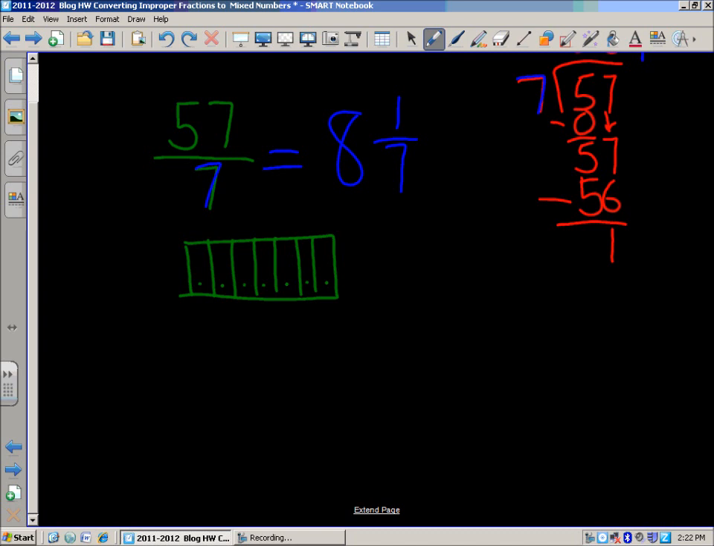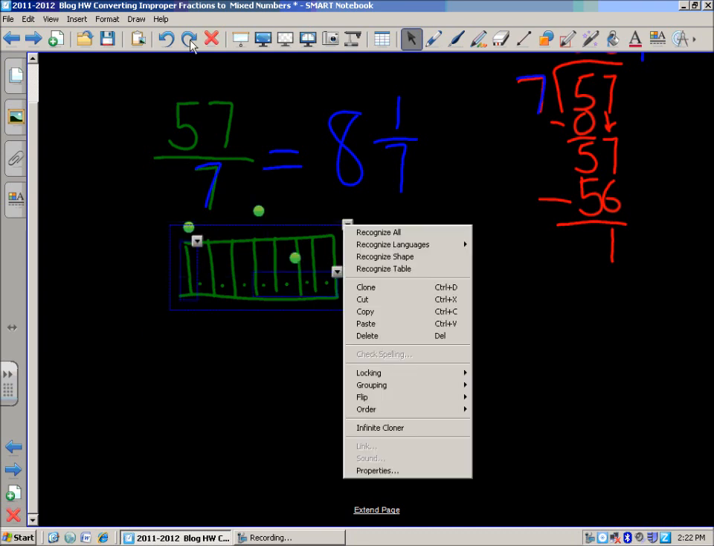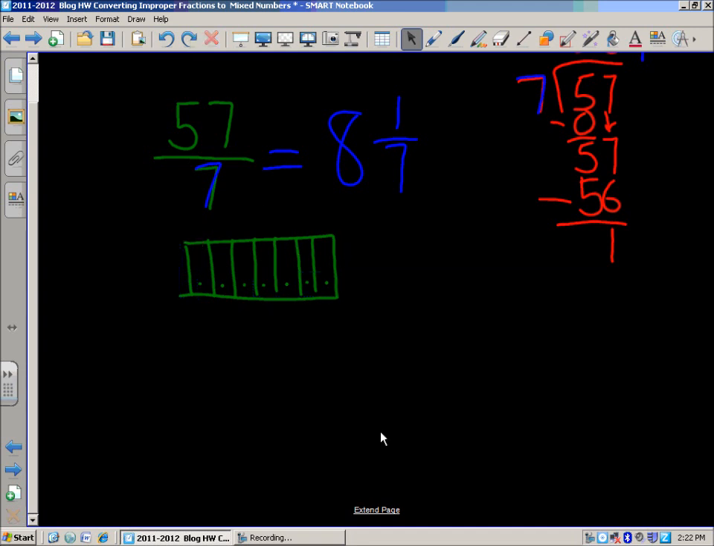So we need 57 sevenths. Again, I'm going to use that cloning the picture trick. So let's see. All right, and we're proving what we showed up above. We've got 8 and 1/7, so we're expecting to have 8 full pies, or candy bars, or bologna sandwiches, or whatever you decide. Oops, I missed part of it. Let's see.